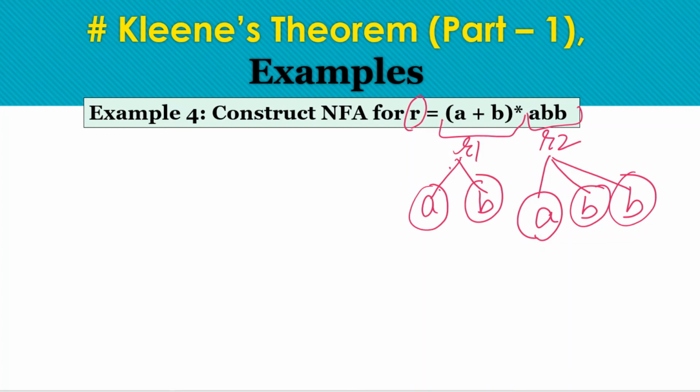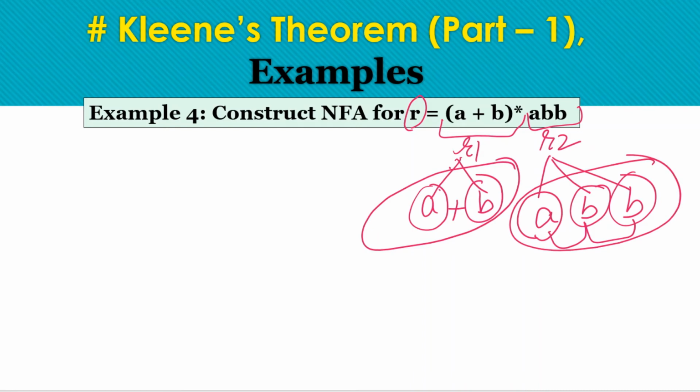These are case 1 of Kleene's theorem part 1. Next we have to perform the union of these two machines, and we have to perform concatenation of these three machines. After that we have to perform concatenation of this machine with this machine. So this is the way we can draw the complete NFA from the given regular expression.